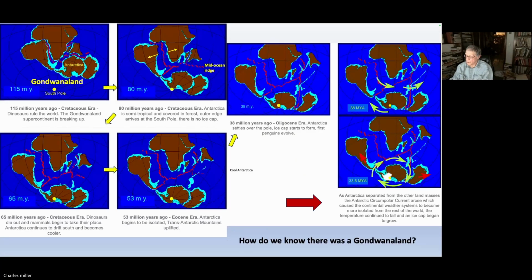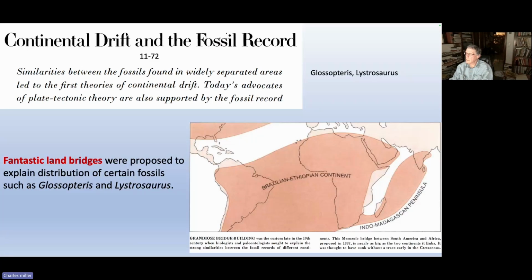And so geologists in this Scientific American article came up with these fantastic land bridges, one here, one here, one here, for which they had 0 evidence to explain those distributions. They had no evidence of that. Anyways, obviously we know that these land bridges do not exist. That takes us to evidence number 2, which is Lystrosaurus.